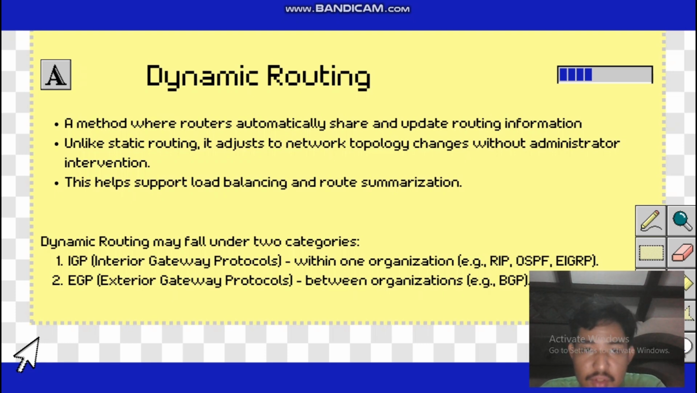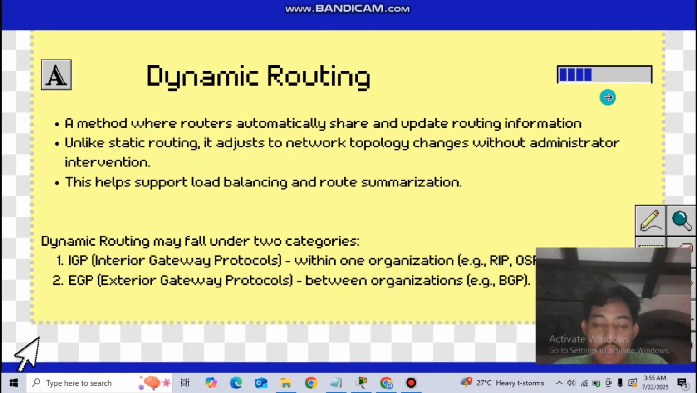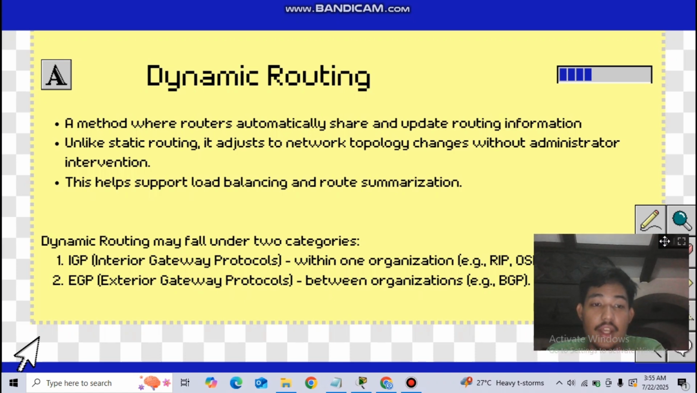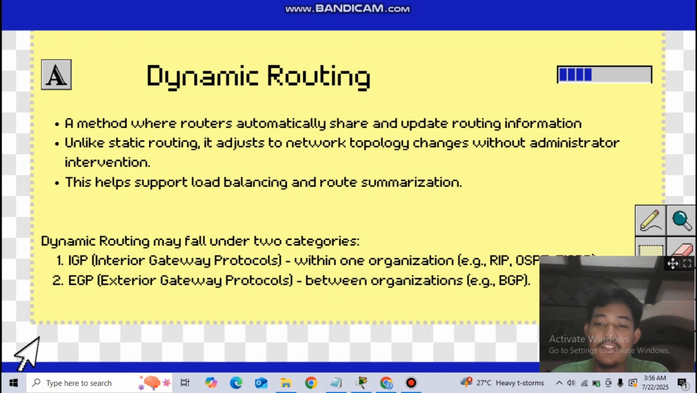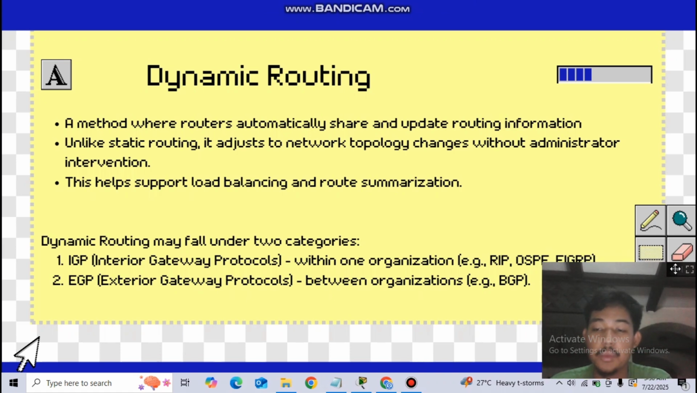So first, dynamic routing may fall under two categories. The first is the IGP, or Interior Gateway Protocols, which means that dynamic routing happens within one organization, and that means the dynamic routing is only followed within the certain network topology that it is implemented inside. Examples of interior gateway protocols include Routing Information Protocol, Open Shortest Path First, and EIGRP, Enhanced Interior Gateway Routing Protocol, which we are going to discuss later.